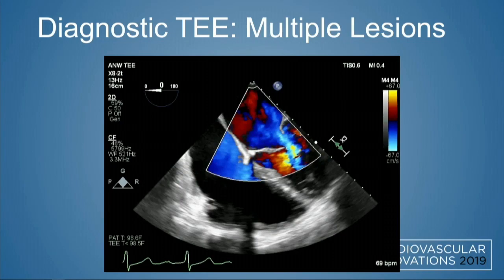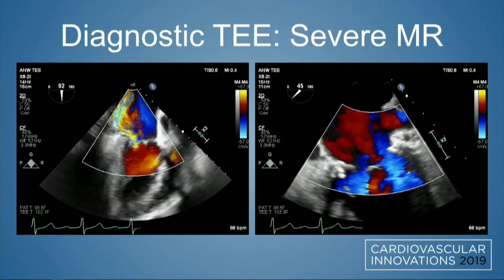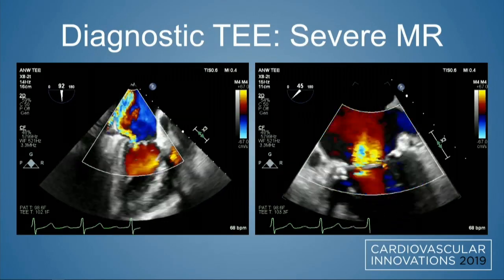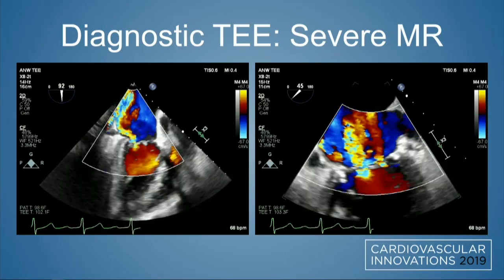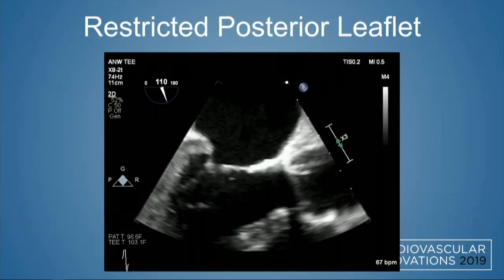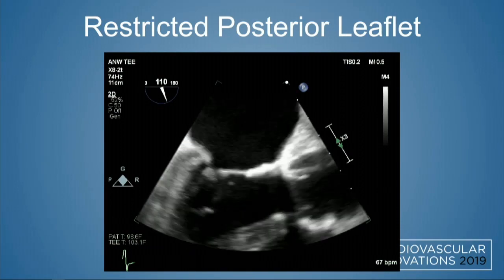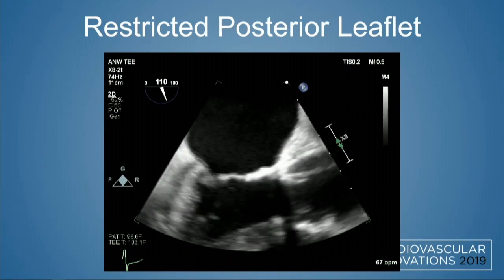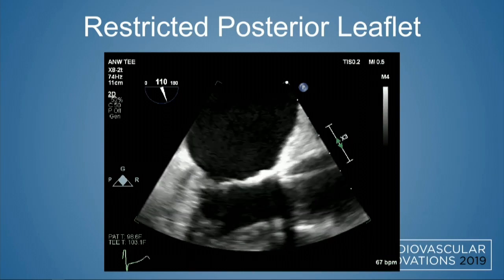So looking first at her mitral valve, she's got severe MR with a posteriorly directed jet. It appears to be kind of on the medial side of A2P2 on the bicommissural view. And then looking at the mechanism of her MR, she appears to have a restricted posterior leaflet.